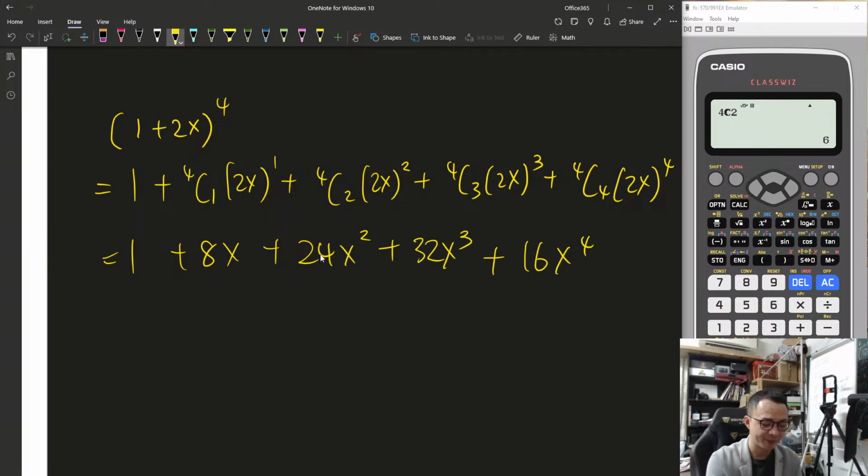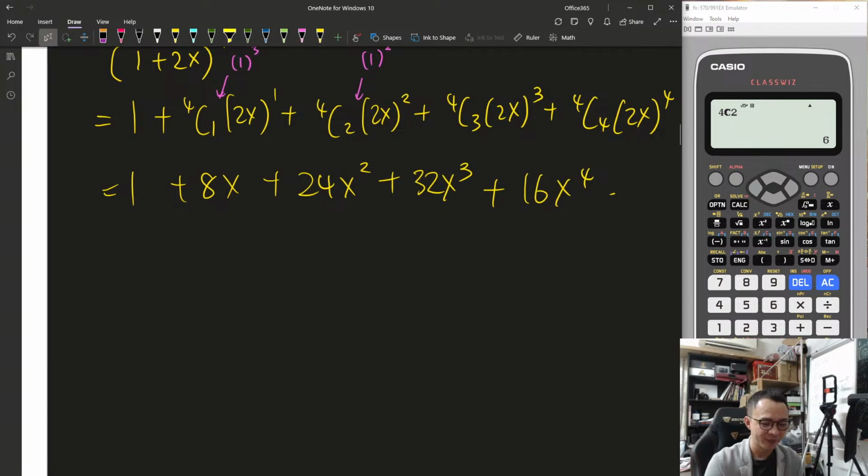16x power of 4. Some students might say, sir, what happened to your 1? Supposedly here we still have 1 as the first term, and then 4 minus 1, which is 3, and here a 1 power of 2. But because 1 power of 3 or 1 power of 2 is still 1, when they multiply with the number, we get back the same thing. So this is the reason why I skipped that step.